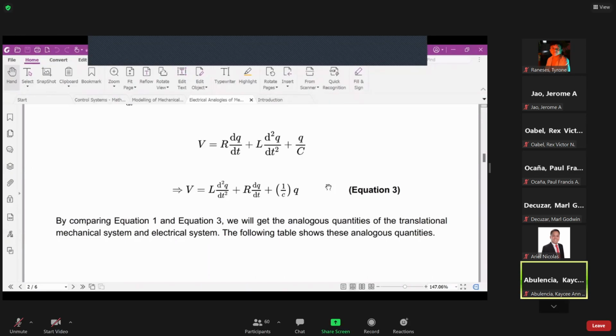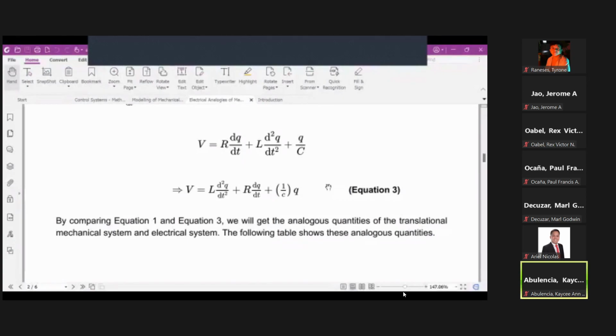Therefore, we now can compare the two systems. By comparing equation 1 and equation 3, we are now comparing two different systems. Pwede ba natin i-compare siya, analogy or analogous system? Kailangan natin masatisfy yung dalawang condition. First, dapat they are physically different. And at the same time, yung kanyang differential equation are the same.